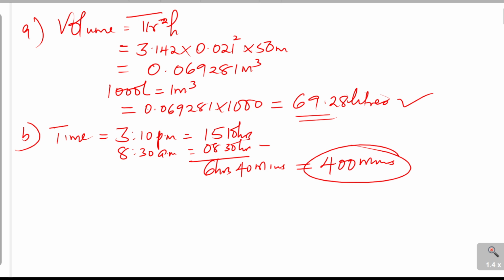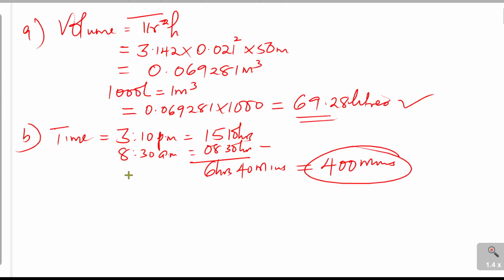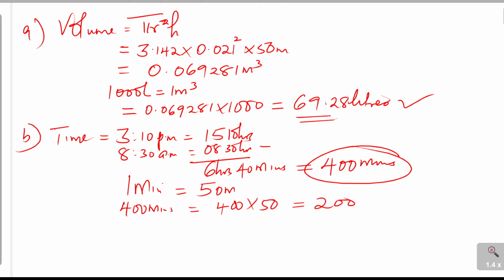Now with that, we'll be able to get the length, because we have the rate that for 1 minute, water flows for 50 meters. So what about for 400 minutes? Water will flow for 400 times 50. This will give 20,000 meters. So that is the rate of flow, for 400 minutes.